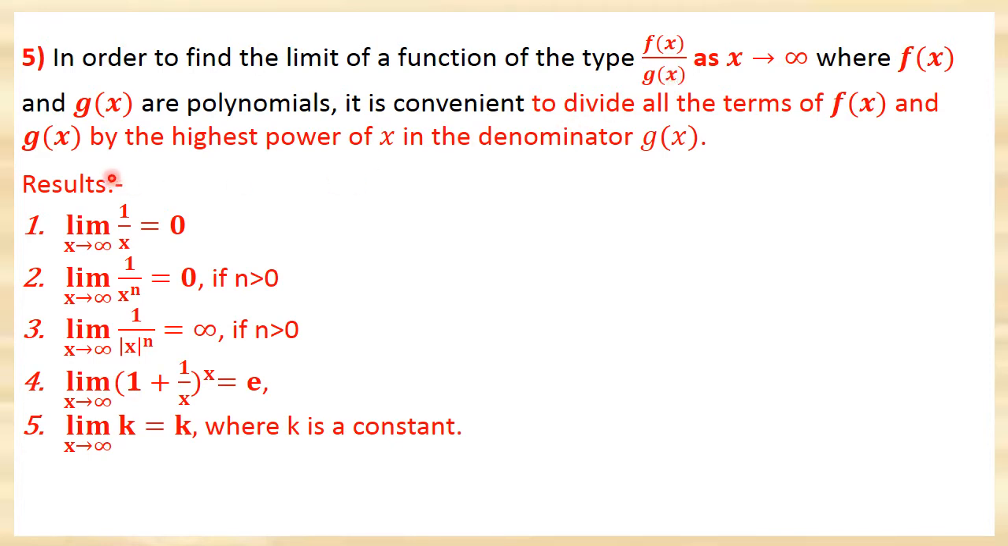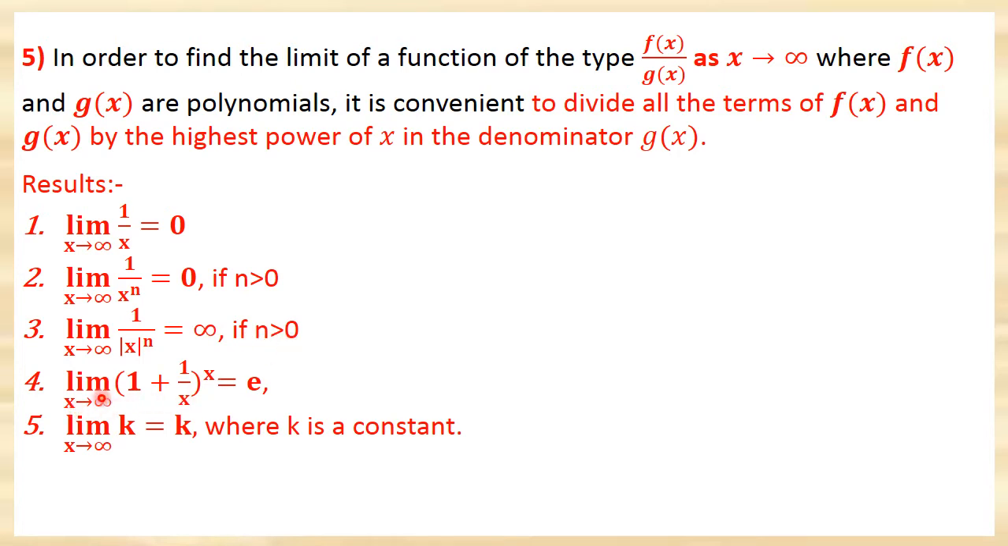Now we apply the results for calculating the limit. lim x→∞ 1/x = 0. Similarly, lim x→∞ 1/x^n is also 0 only if n > 0. And lim x→∞ |x|^n, where modulus of x is positive, since x can be negative or positive but modulus of x is positive, is equal to infinity if n > 0.